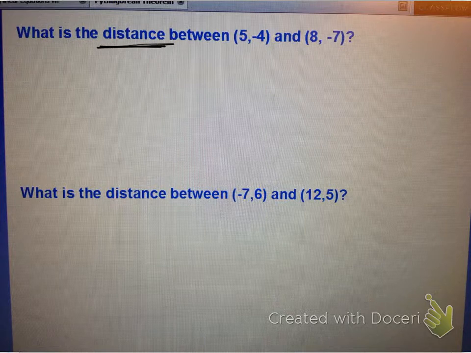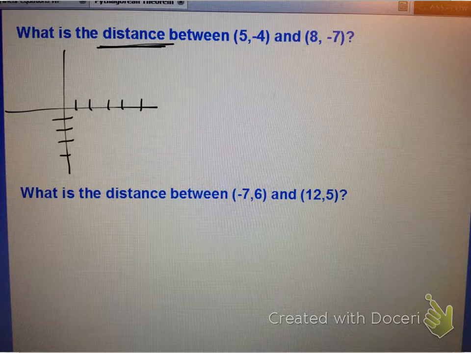So if you're thinking about graphing a point, if you were to do 5, let's see, 1, 2, 3, 4, 5, 1, 2, 3, 4. So 5, -4 would be here, and then 6, 7, 8, 5, 6, 7. So 8, negative 7 would be about down in here. So it's not letting me put a dot there. There we go. So you're actually finding a slanted side.